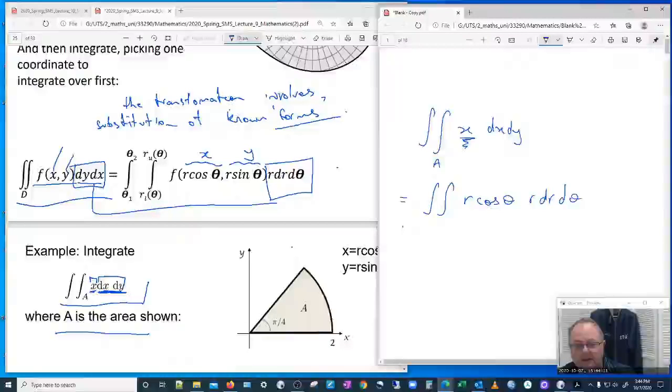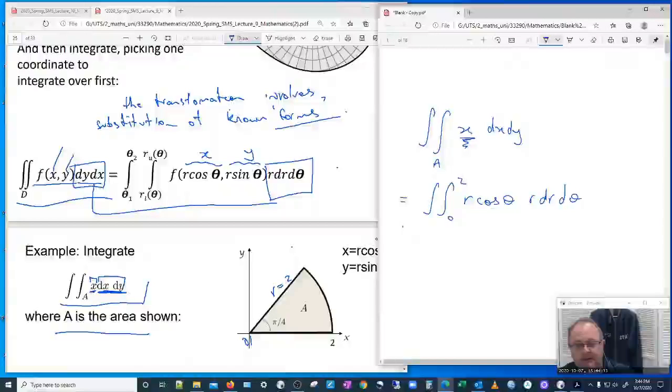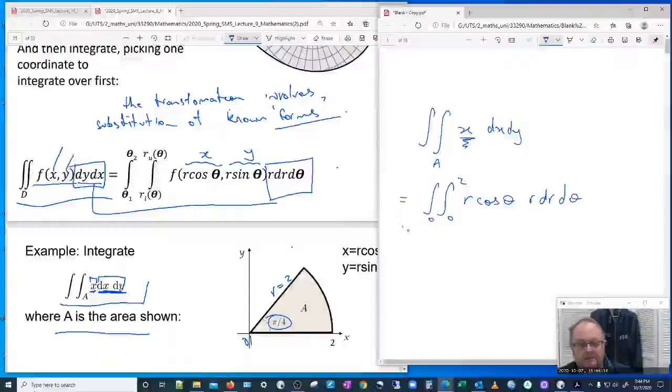Okay, and we've already got some idea of what the limits of integration are going to be. So we've got r in terms of the radius, 0 to 2, and that'll be fairly straightforward for our inner. And then theta will go from 0 to pi on 4. So that's our transformation from Cartesian to polar.